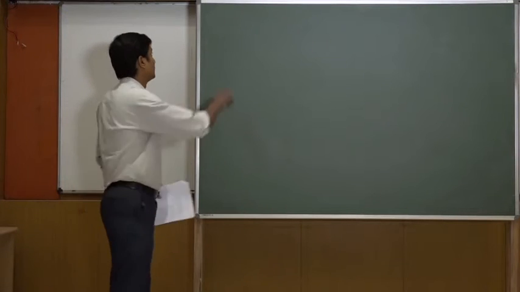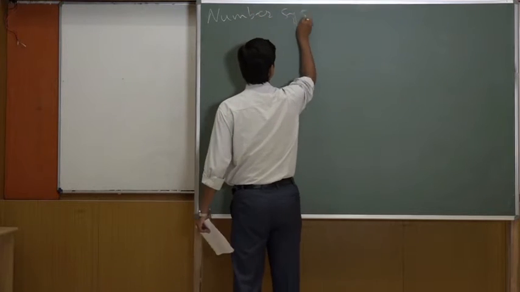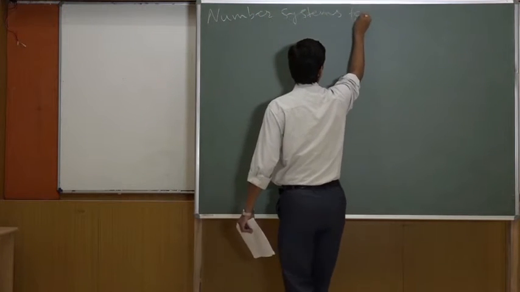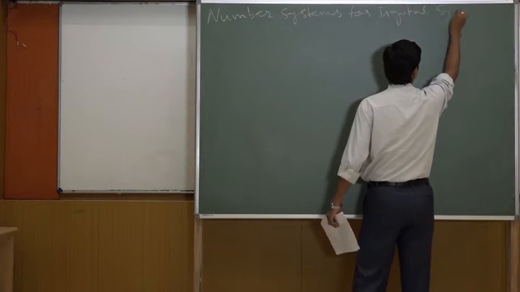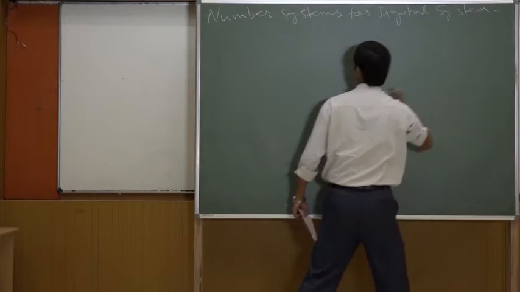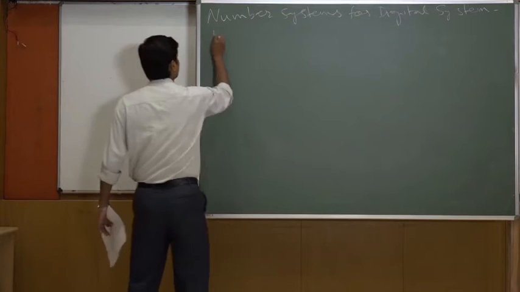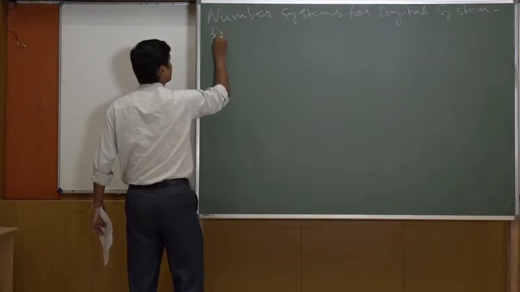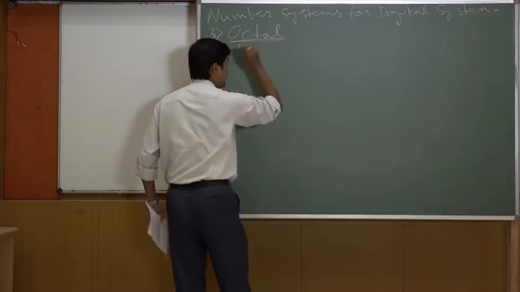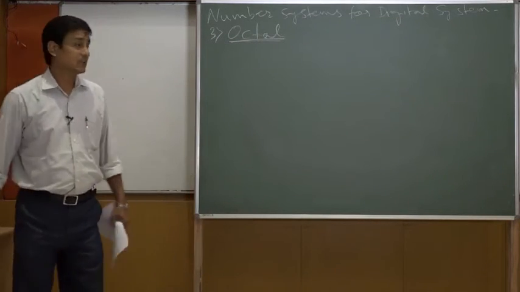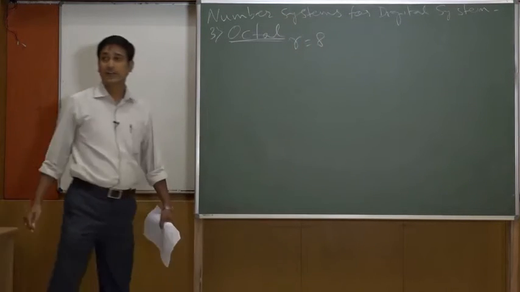The discussion on number system for digital system. In this, we missed this number system octal, where we would like to consider octal means r equals to a value 8 there.